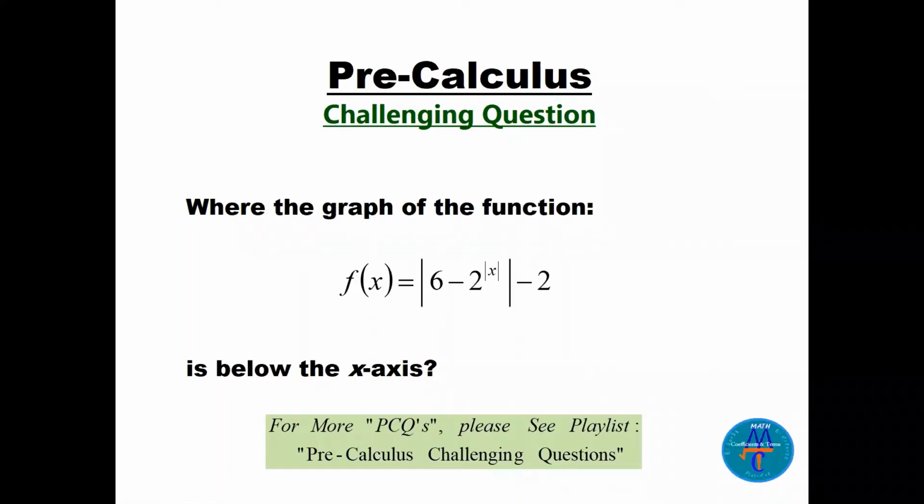Are you well, my friends? This is another pre-calculus challenging question where the graph of this function f of x, absolute value of 6 minus 2 to the power absolute value of x, and then minus 2, is below the x-axis. So we have to graph it first, then we see where the graph is below the x-axis.